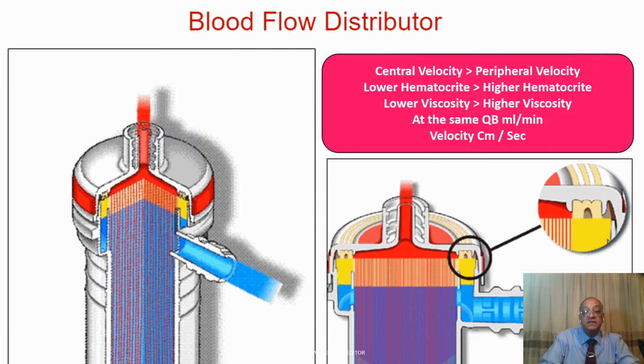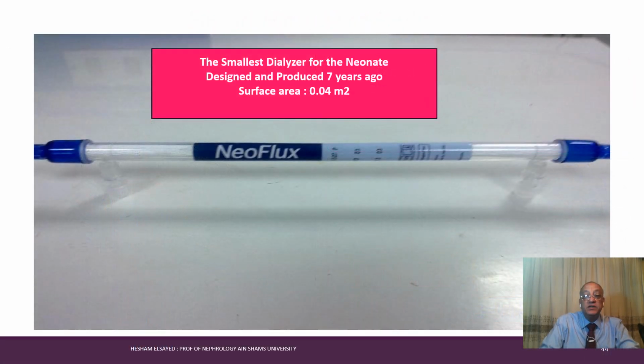It should be designed perfectly to improve the clearance, as well as to improve the blood flow and the physical performance of the dialysis filters. This is the smallest one I did. It's a new flux, a very, very minute 0.04 square meter surface area used in dialysis for newborns.